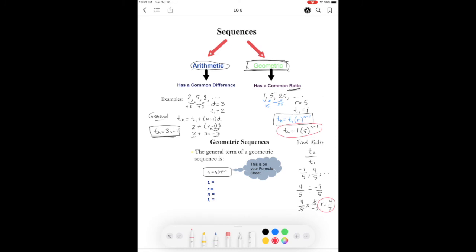Now, just review what this formula is here and what different parts mean. Just remember, this is the first term. This is the ratio or common ratio. This is the number of terms. This is the last term. Or it could be a specific term you're trying to find, and we'll see that in the next page.